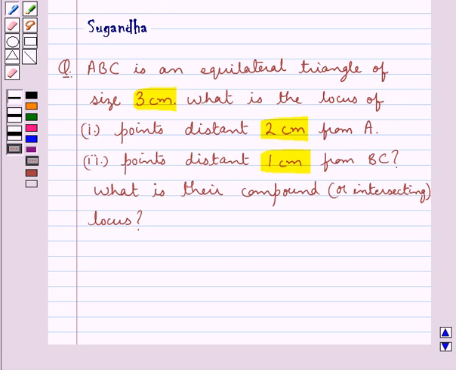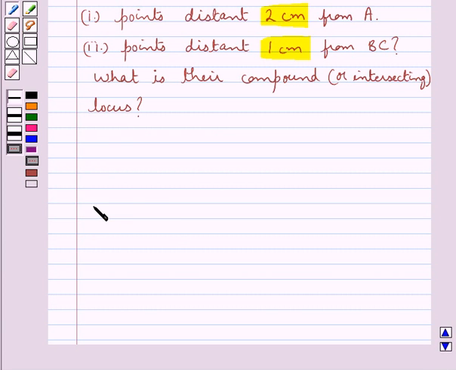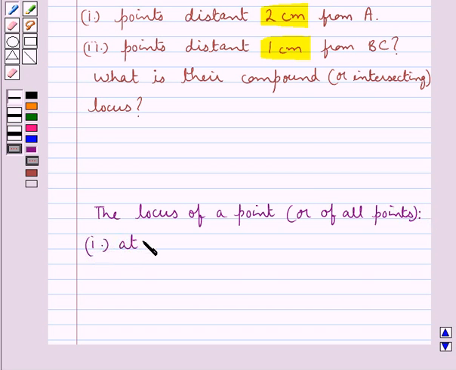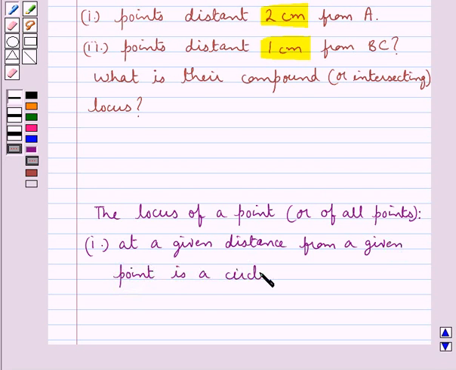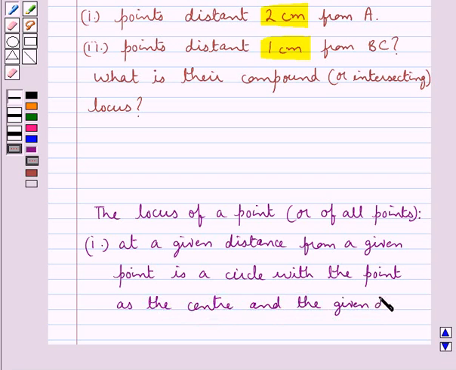Before moving on to the solution, let's discuss some basic locus theorems, according to which we have the locus of a point, or say of all points, at a given distance from a given point is a circle with the point as the center and the given distance as the radius.